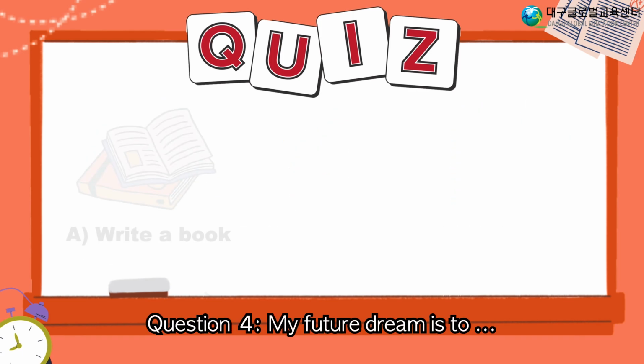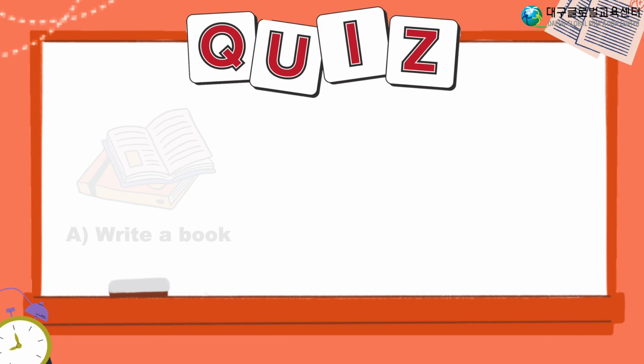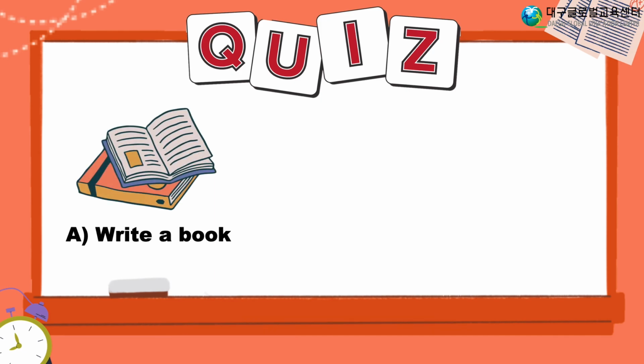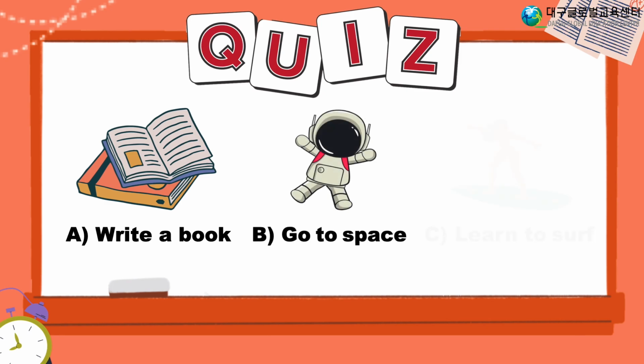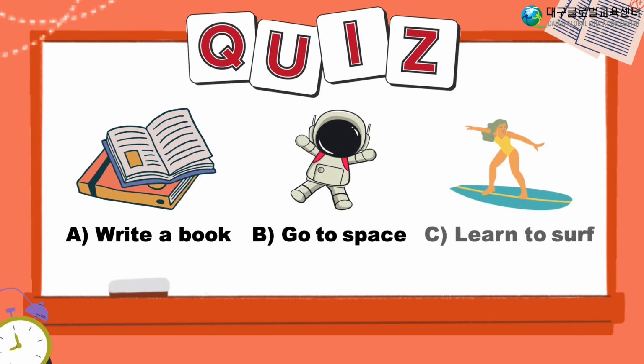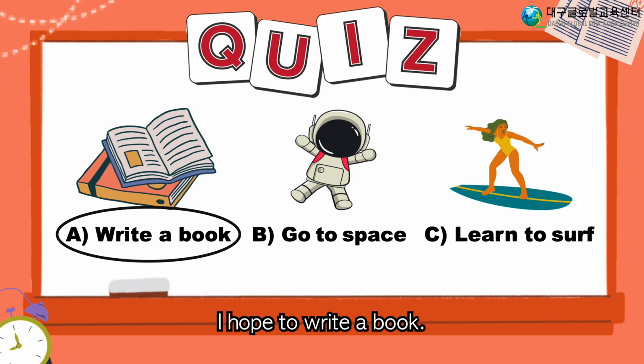Question 4. My future dream is to A, write a book. B, go to space. C, learn to surf. The answer is A. I hope to write a book.